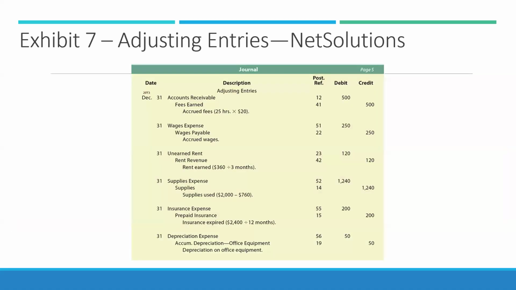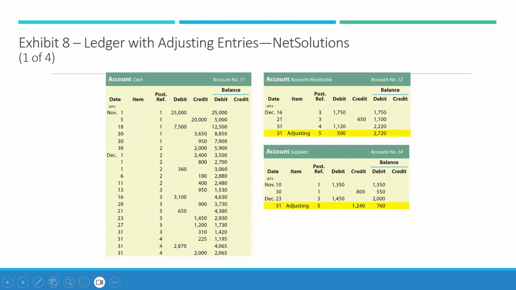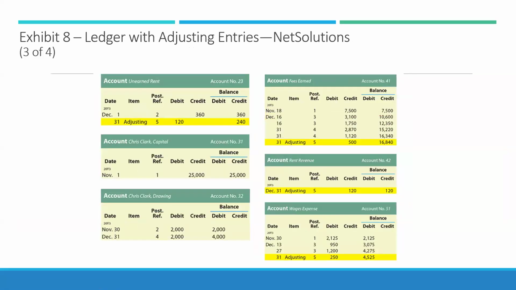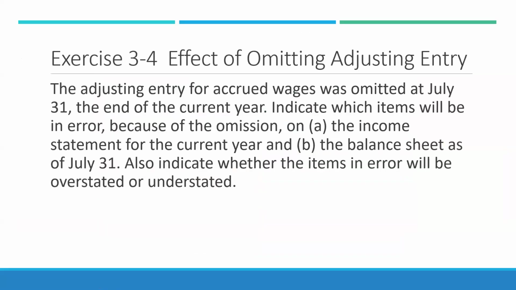So here are all of Net Solutions adjusting entries. Once we have all of these adjusting entries recorded, we can then prepare the final adjusted trial balance.